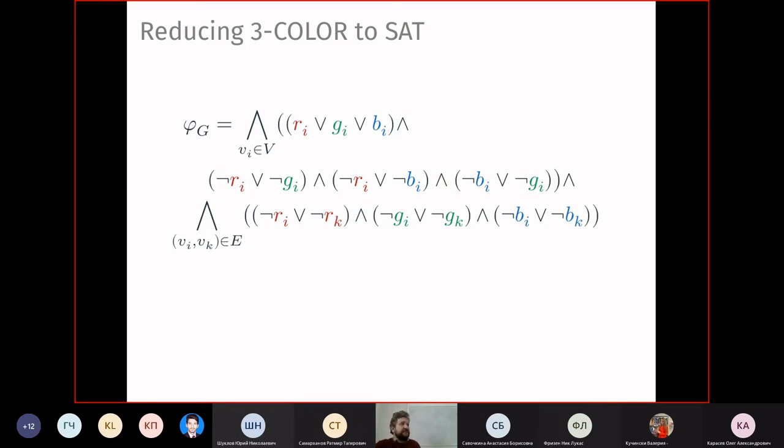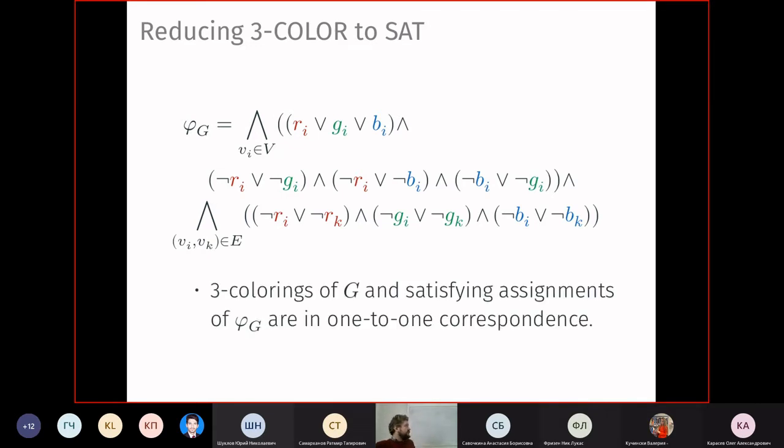So again, the concrete complexity estimation of this depends on your representation of the graph, but if the graph is represented reasonably, it's indeed polynomial. It's like n squared or something like that. So this formula is easily computable and satisfying assignments of this formula are in one-to-one correspondence with 3-colorings. So if you have a graph which is already colored, then you just assign the corresponding values to these variables. And if you can satisfy this formula, then from the satisfying assignment you read the correct coloring.